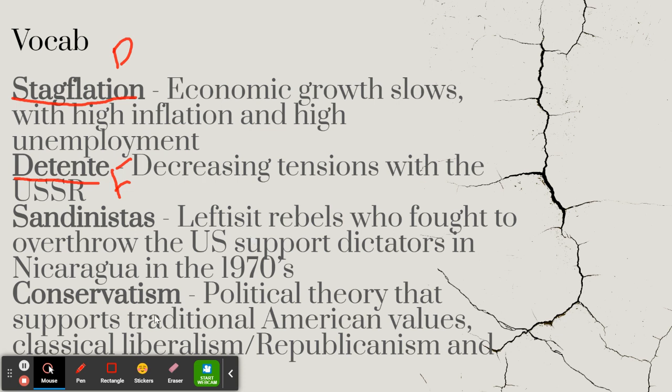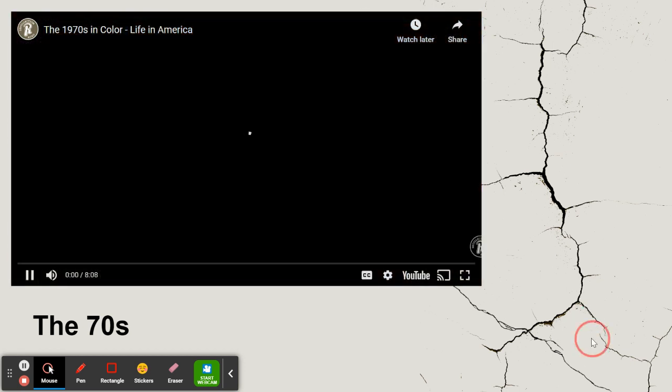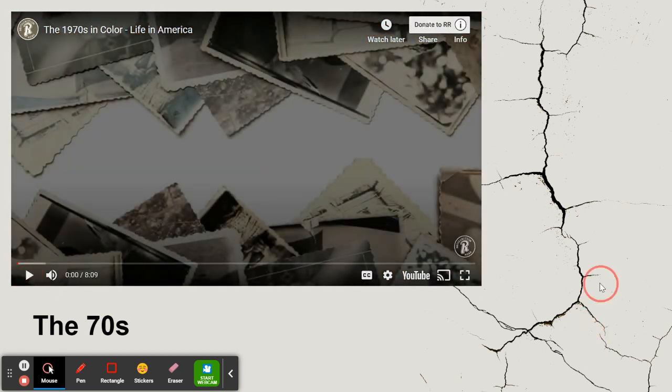And then we're going to get into conservatism. Conservatism is this idea that America needs to return to traditional values. You can see it as like the golden age of the 50s. And it's going to be really important, especially after the 70s with the election of Ronald Reagan. So the 70s, this video just goes over it, but we're going to skip that. I'm not going to show the whole thing.